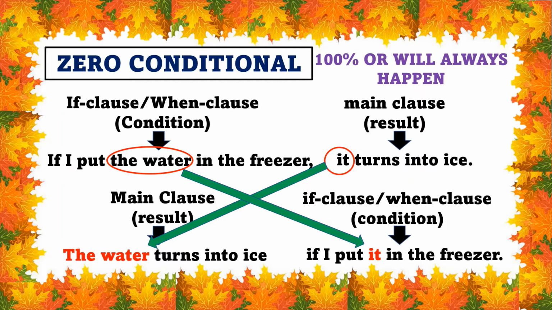Now, why do we have to change them? Well, since the main clause is already the beginning of the zero conditional sentence, we have to change it into its noun phrase, the water. Then the pronoun it is used in the if clause to avoid repeating this noun phrase. Remember, class, that we should indicate first the noun before replacing it with its pronoun to avoid confusion.